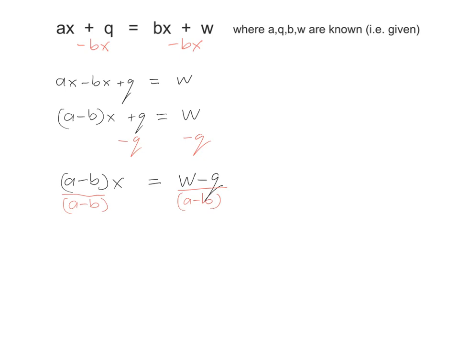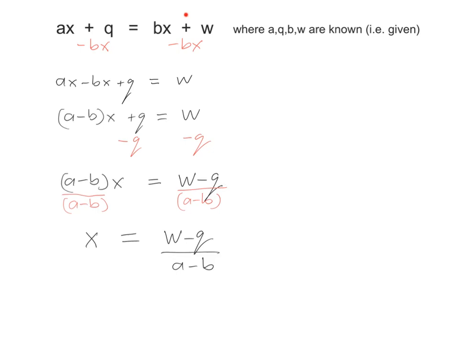And when I do that, the left-hand side of the equation, I have (a minus b) over (a minus b), which gives me 1 times x. So I'm left with x on the left-hand side, and that's going to equal (w minus q) over (a minus b). There we have it.